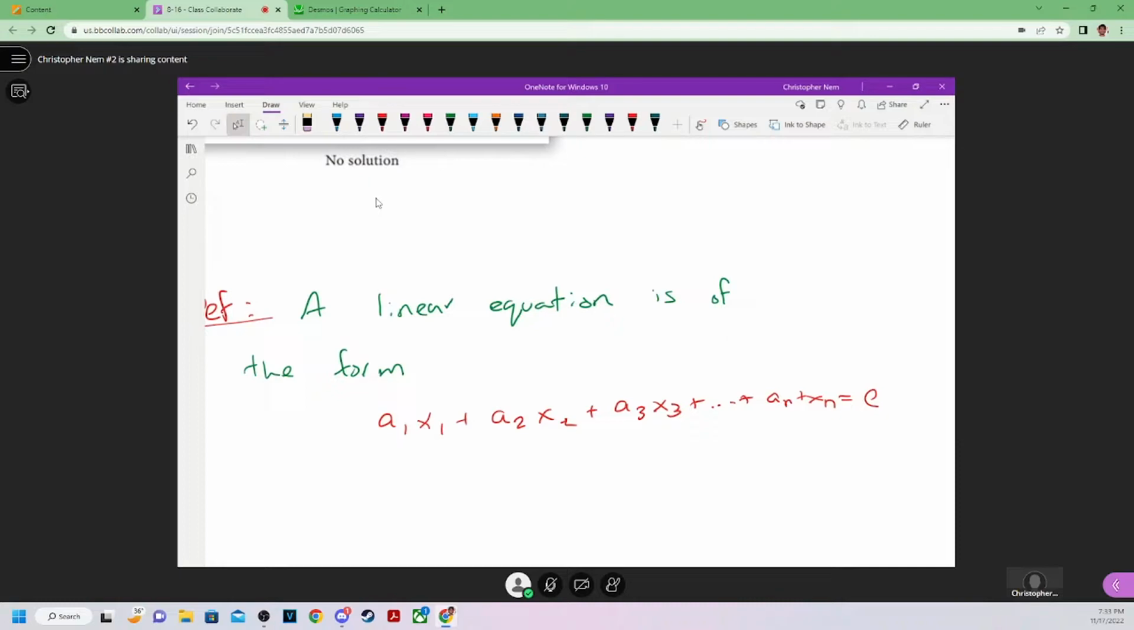Now notice that each of these variables has an exponent of only 1. None of them are being square rooted. None of them are being cubed. None of them are being multiplied by each other. Oops, this is a little inaccurate. This should have been an xn right here. But none of the xn's or x3, x4, they're not multiplying each other. The only thing they're multiplying is the a values. So what are their a values? These are our coefficients. They're actual constants. And then they're all equal to a constant. So that's what a linear equation is.